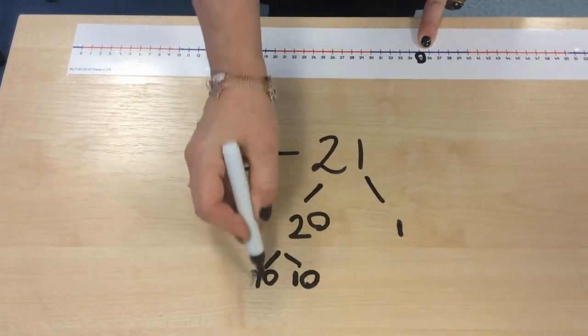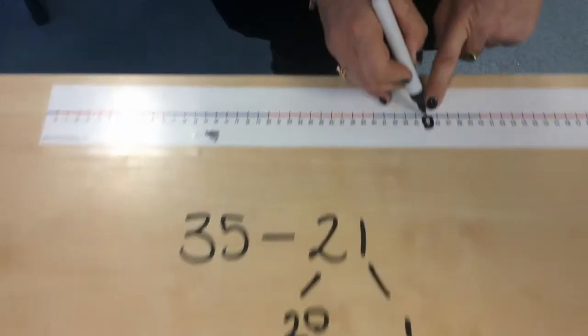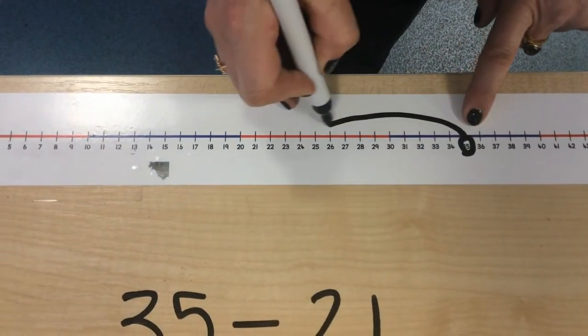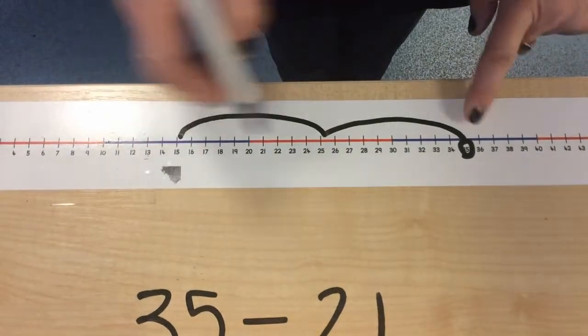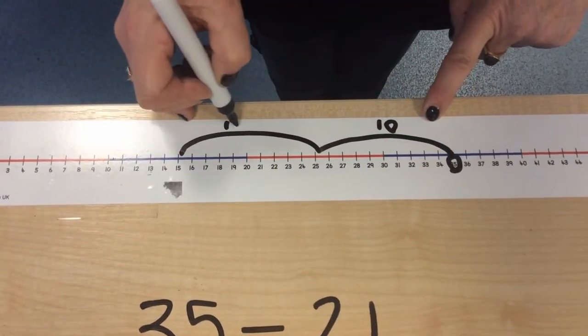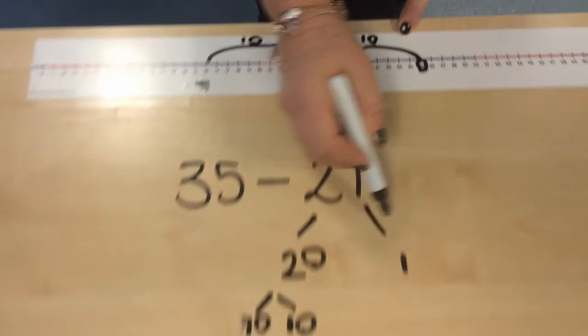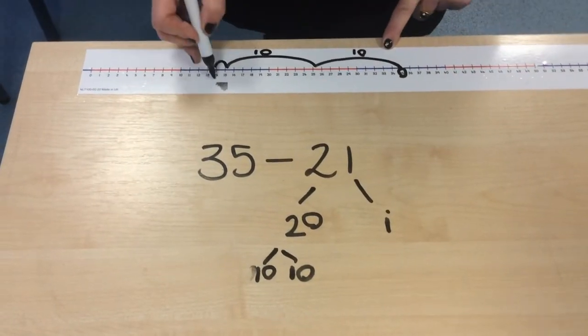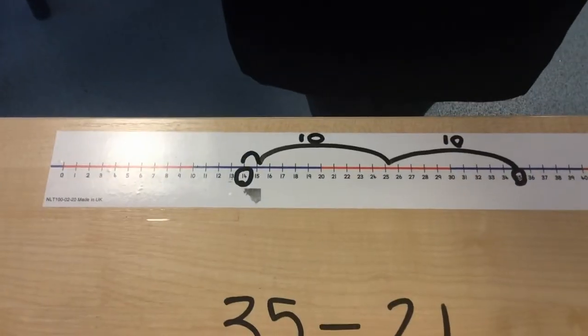Yeah. And therefore, I can do 2 jumps of 10. So I'm on 35, 25, 15. There's my 10, 10, 20. So now I just need to get rid of my 1, 14.